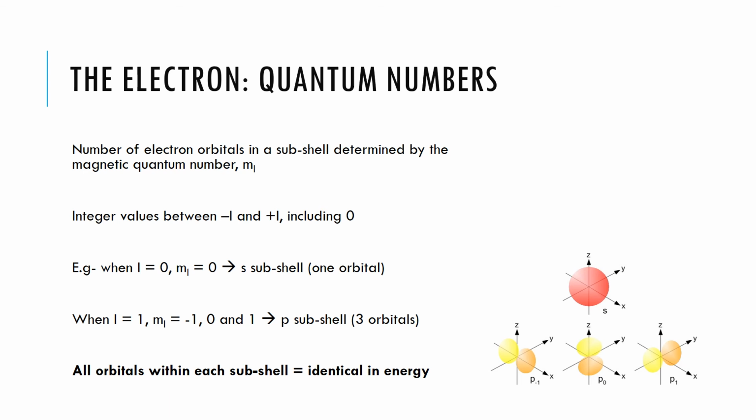So the number of electron orbitals in a subshell is determined by what we call the magnetic quantum number. And this can take on integer values between minus L and plus L, and that can include 0. So for example, when L equals 0, ML equals 0, and that describes the S subshell with its 1s orbital. When L equals 1, we're talking about a P subshell, ML can equal minus 1, 0, and 1, and that makes sense because there are 3 orbitals in the P subshell. Importantly then, all of the orbitals within a given subshell have an identical energy.